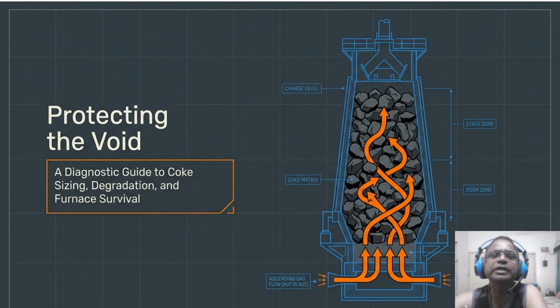So on the title slide, as you look at the orange arrow weaving through the black coke matrix, that is the lifeblood of the reactor. So if those paths close, the furnace dies. To keep those paths open, we have to look at the pressure dynamics that allow the furnace to breathe.